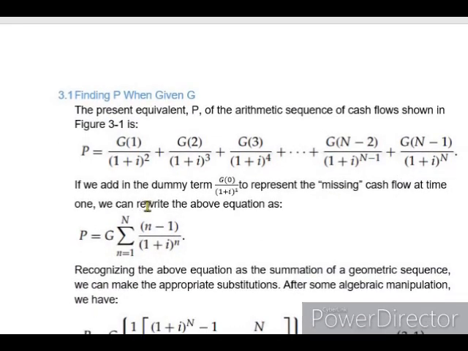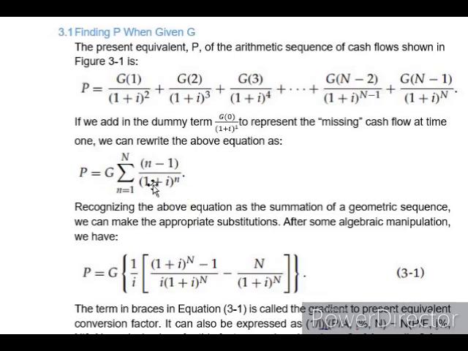Okay? So, if we add in the dummy term to represent the missing cash flow at time 1, we can write the above equations as, so pwede natin yung i-summarize as ganito. P is equal to the gradient multiplied by the summation of quantity n minus 1 over the quantity 1 plus I raised to n, as n goes from 1 to n. Okay? So, recognizing the above equation as the summation of a geometric sequence, we can make the appropriate substitutions. After some algebraic manipulation we have.